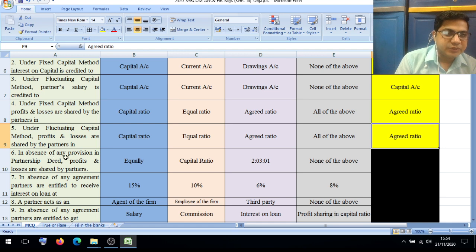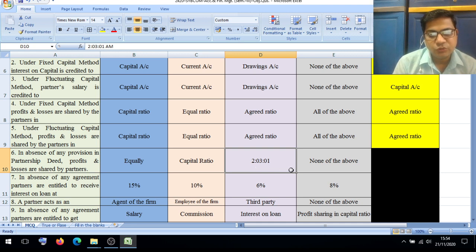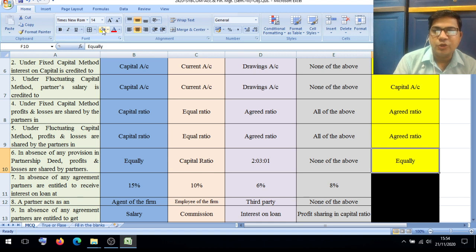In the absence of any provision in the partnership deed, profits and losses are shared by partners equally, in capital ratio, in 2:3:1 ratio, or none of the above. The answer is equally. In the absence of any agreement, partners are entitled to receive interest on loan at 15%, 10%, 6%, 8%.